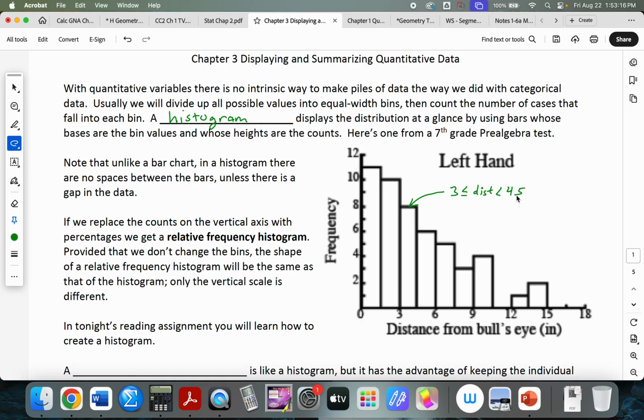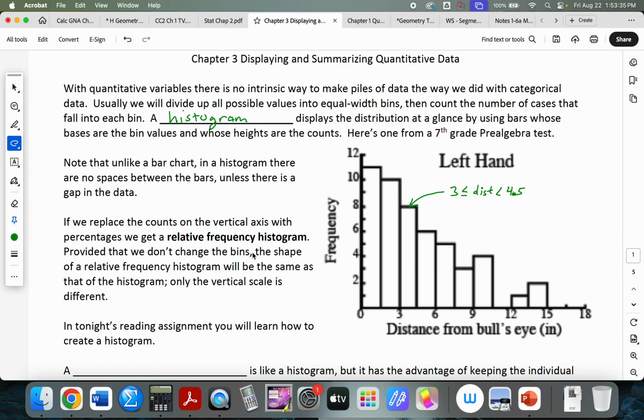Yes? Is it between 3 and 5? 4.5. Oh, okay, sorry. No, I didn't make the 5 ran into my decimal point. Yeah, so greater than or equal to 3, but less than 4.5. Okay?